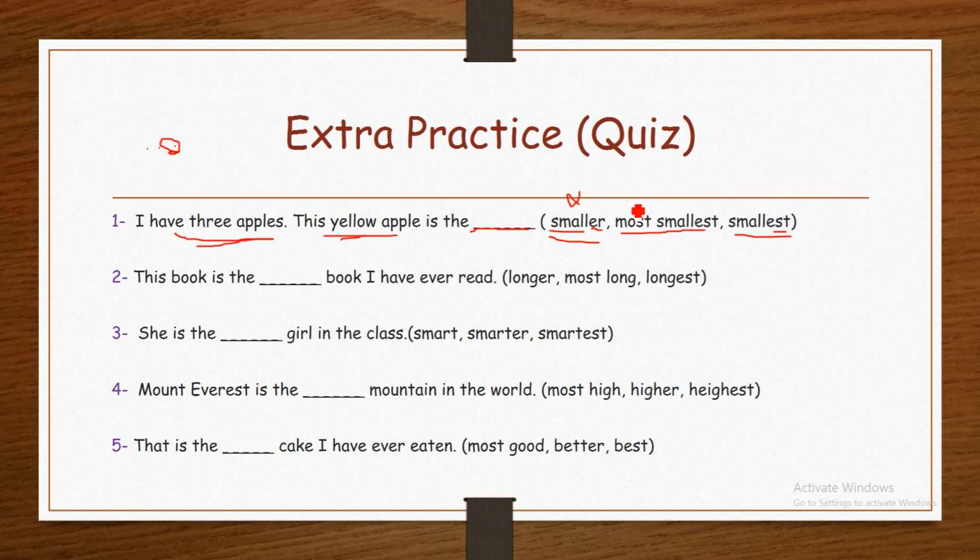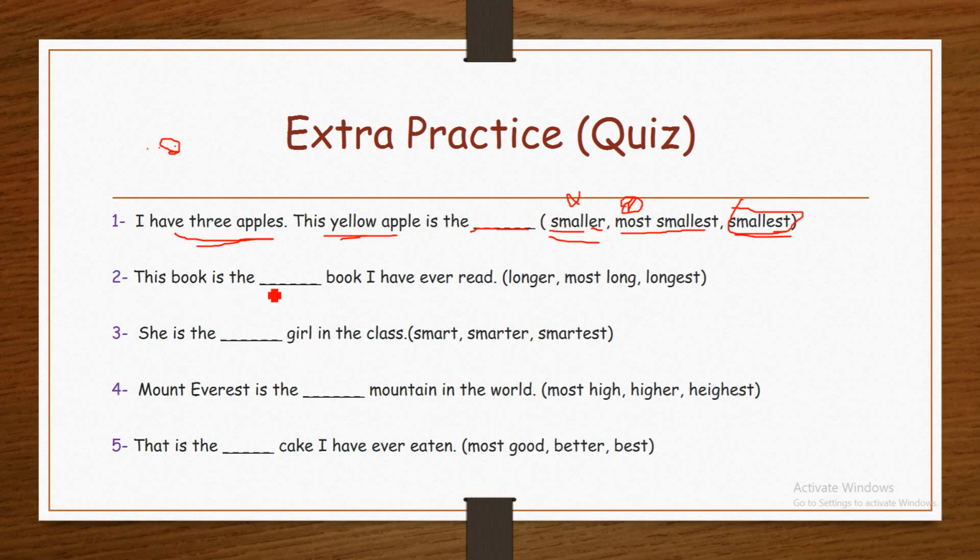We add most for 2 syllable adjectives. But small is 1 syllable. Therefore, we just add est. Smallest is the correct answer. I have 3 apples. This yellow apple is the smallest.